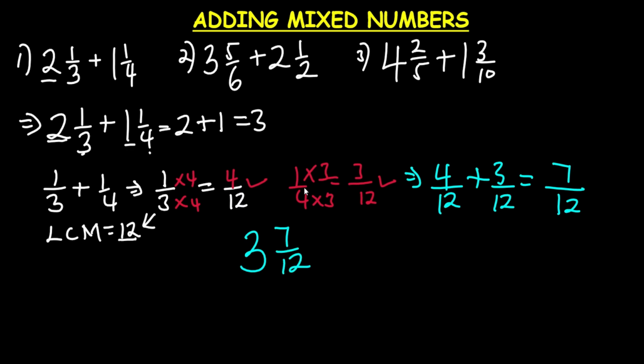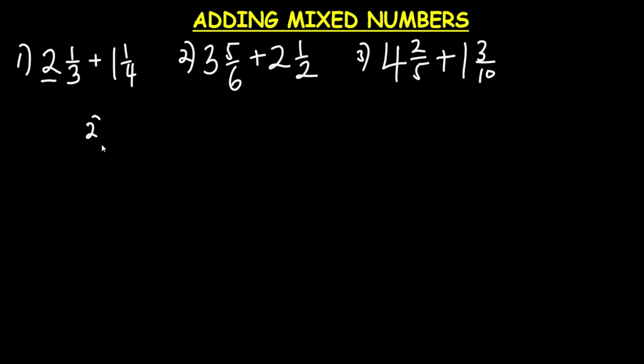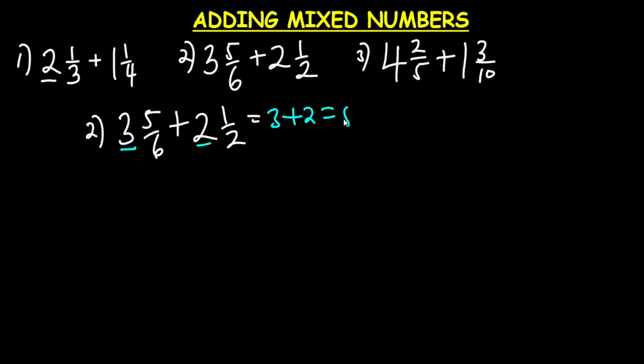Let's consider the second question. In the second question, we have 3 whole number 5 over 6 plus 2 whole number 1 over 2. The first thing we are going to do is add the whole number parts, which is 3 plus 2. And 3 plus 2 is 5. Now this one, we're not touching it. Let's take the fraction part, which is 5 over 6 plus 1 over 2.